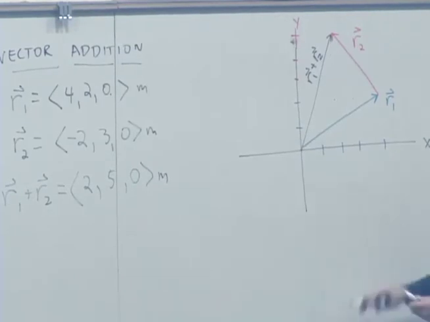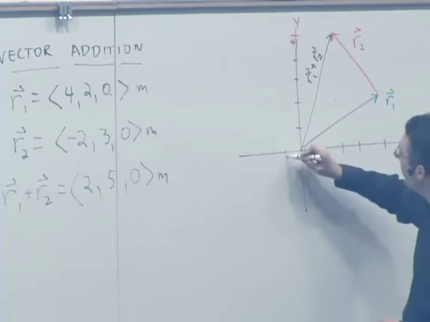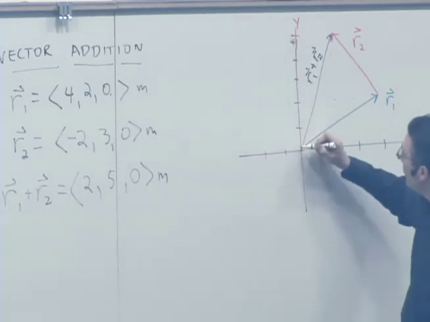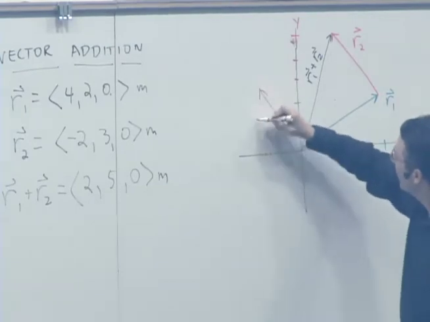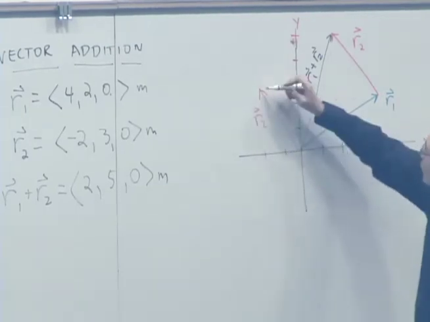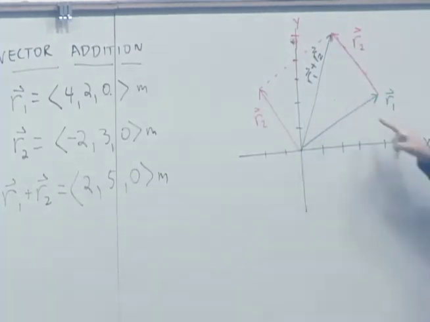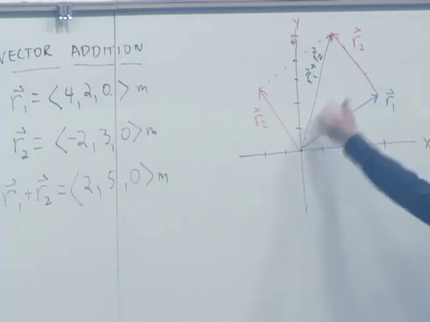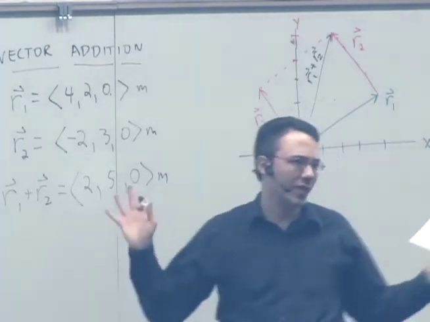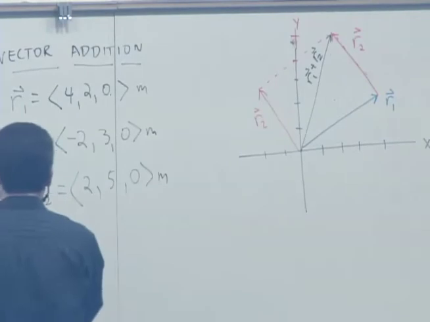You could also have drawn R2 at the origin, with its base at the origin. So 2 units in the negative x direction, 3 in the positive y. And then you can think of drawing a parallelogram where R2 and R1 make up the sides of the parallelogram, and then R1 plus R2, the sum, just extends from one corner to the other. Okay. We've all seen this before, right? This is nothing new. What about vector subtraction?